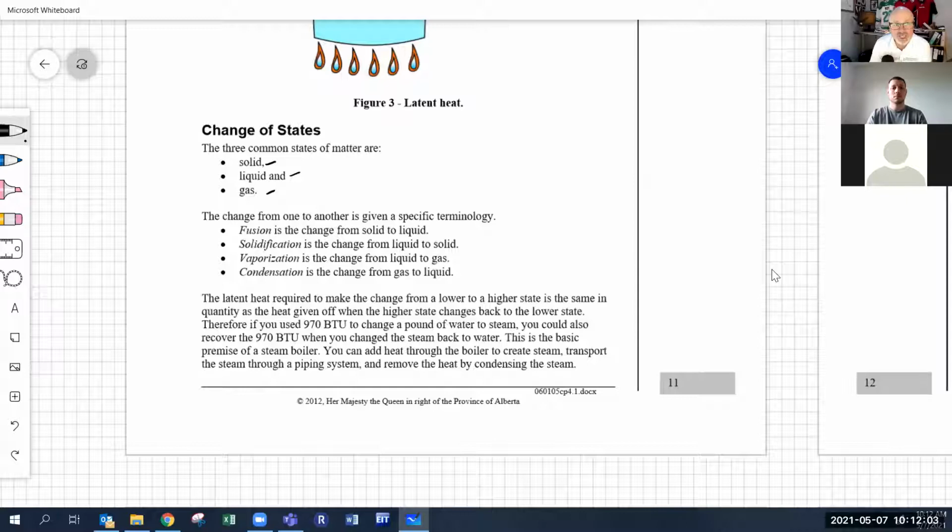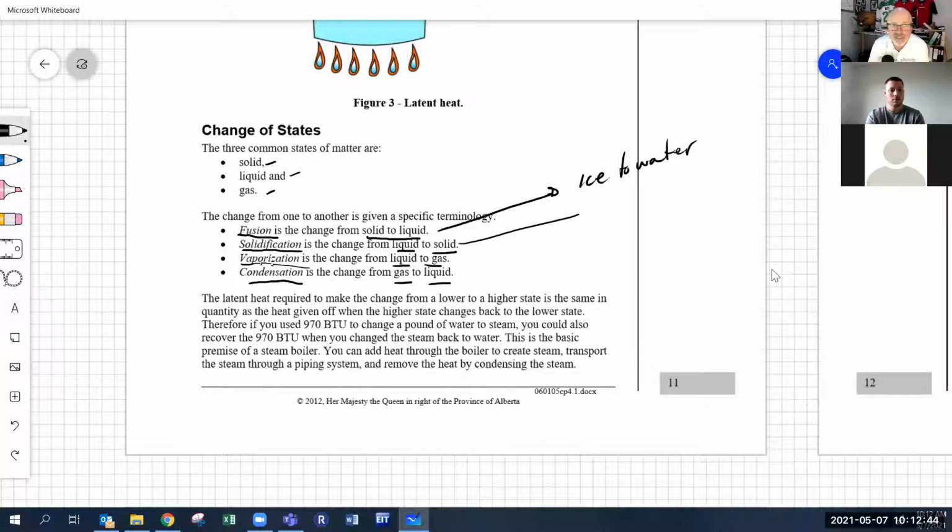When we want to change a solid to a liquid, we call it the latent heat of fusion. If we want to go from a liquid to a solid, we call it latent heat of solidification. If we're going from a liquid to a gas, we call it latent heat of vaporization. And when we go from a gas to a liquid, we call it latent heat of condensation. So fusion is ice to water.